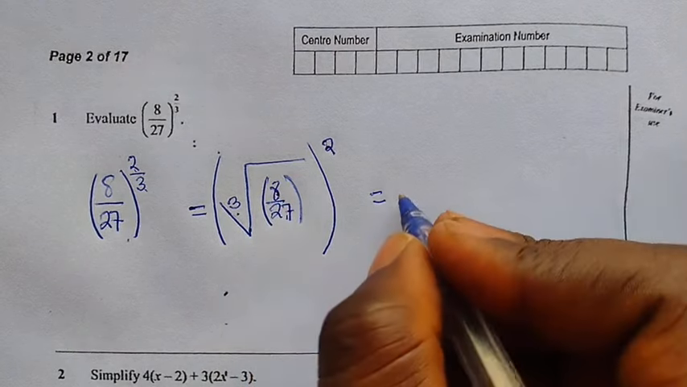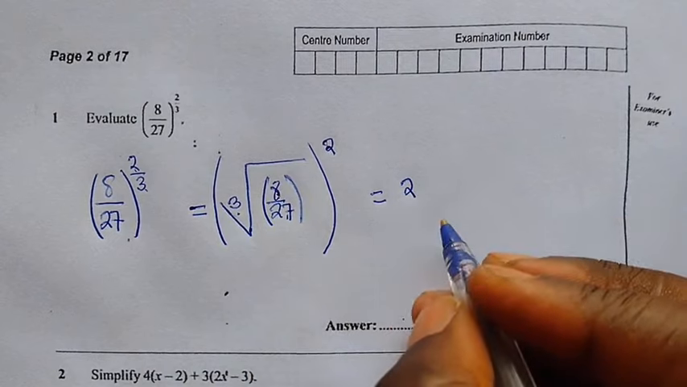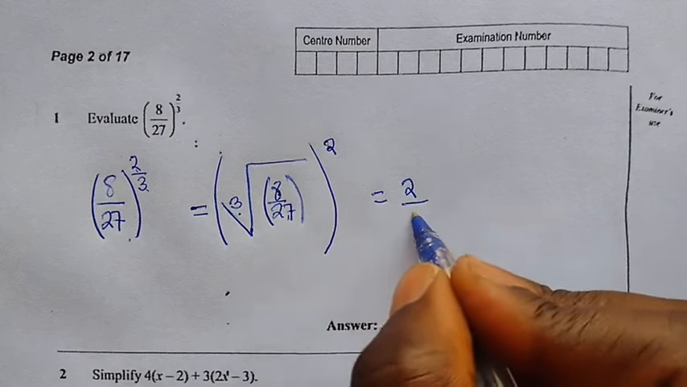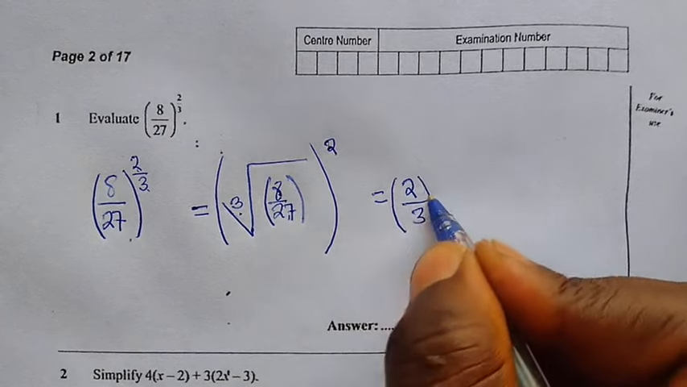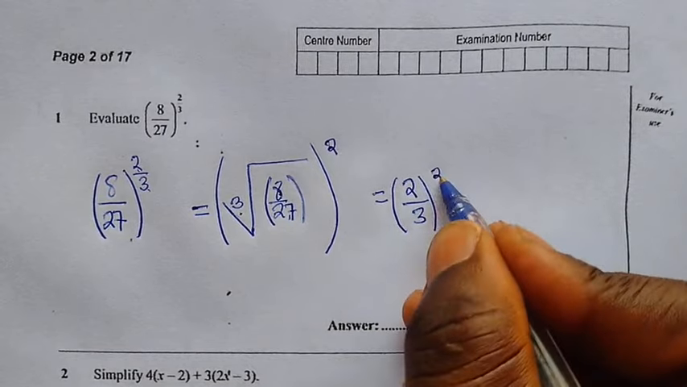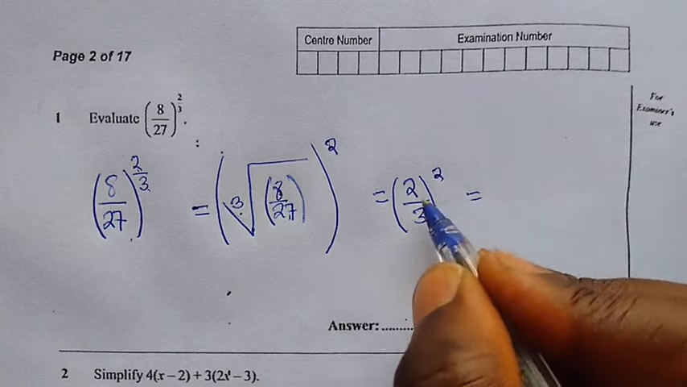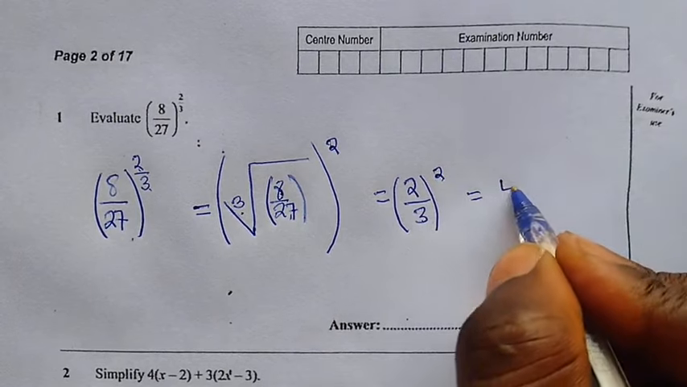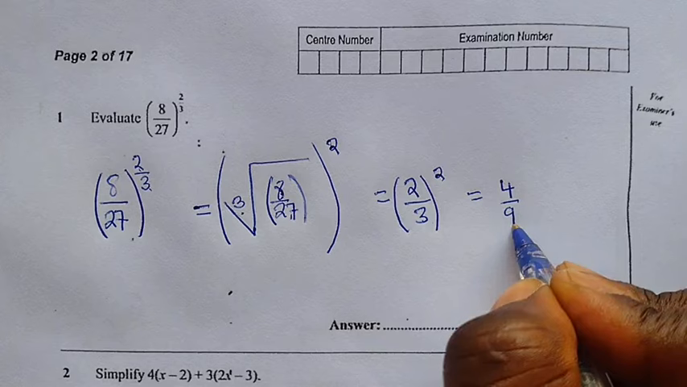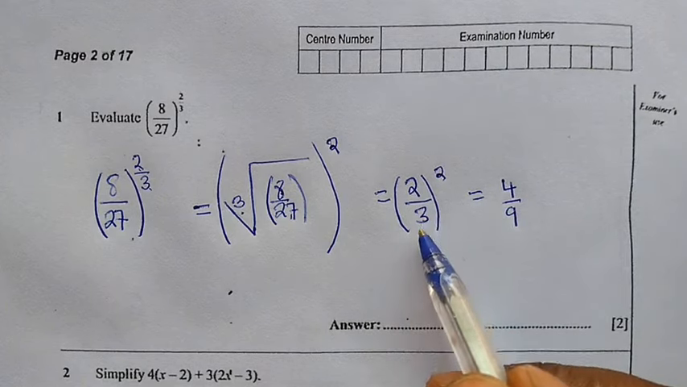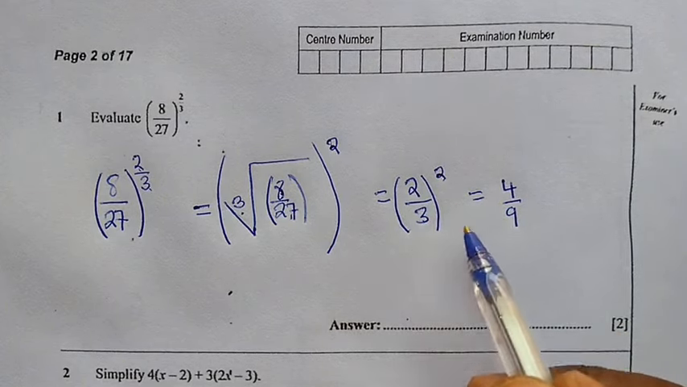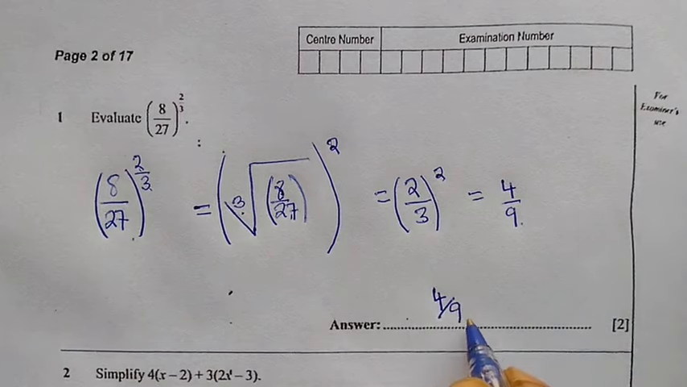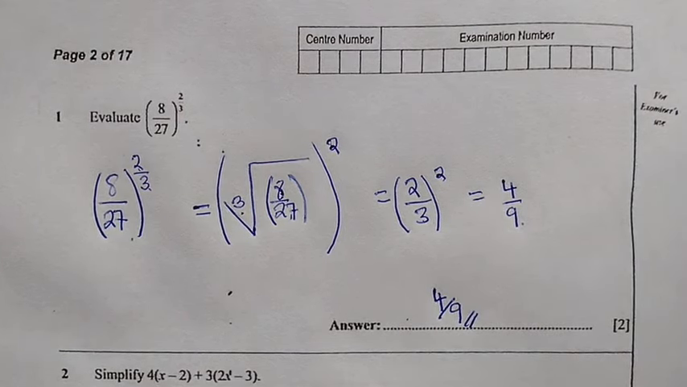The third root of 8 is 2, meaning the number that will multiply by itself 3 times to get 8. Over the third root of 27, which is 3. Let's not forget the power 2. So from here, 2 over 3 in brackets, raised to the power of 2 gives us 4 over 9. This means 2 over 3 times 2 over 3. So 2 times 2 is 4, 3 times 3 is 9. So this is our answer, 4 over 9. We have answered our question 1.